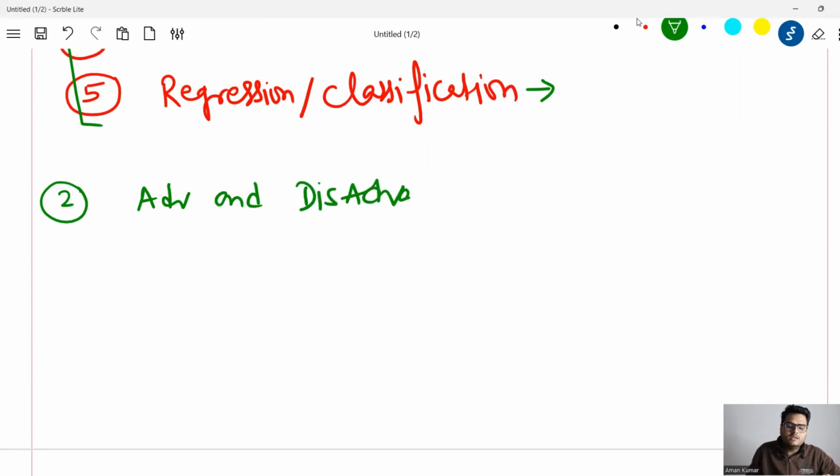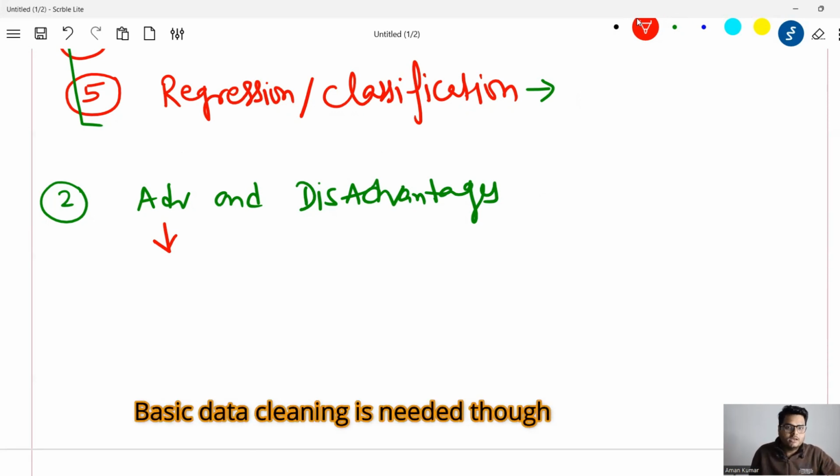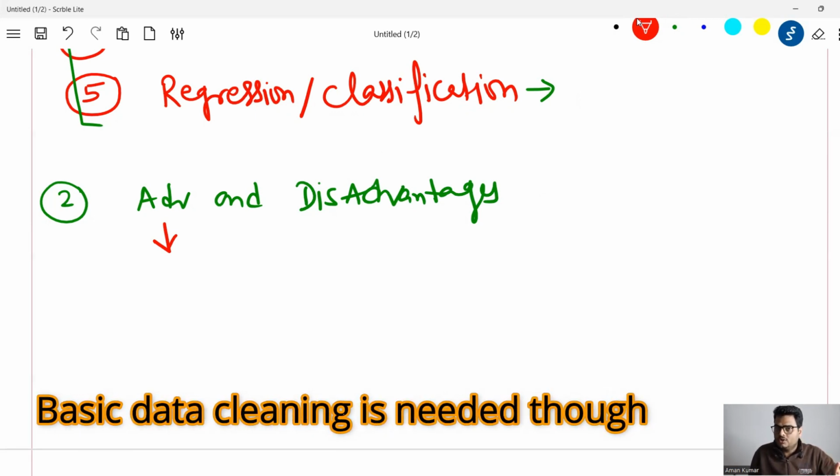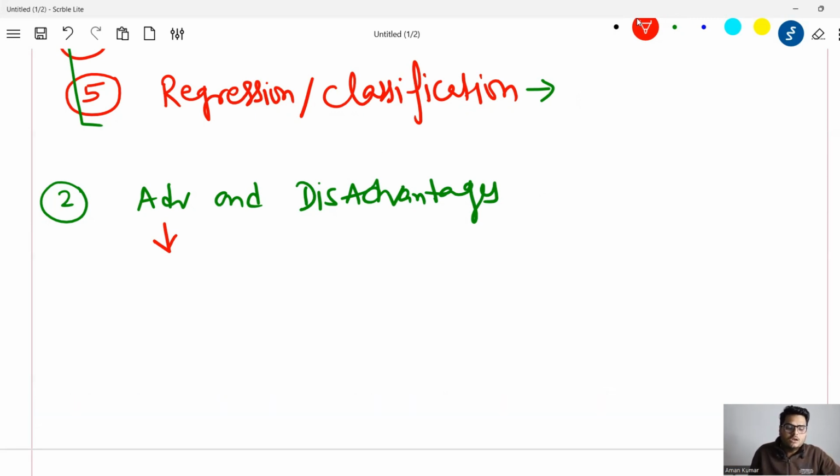So what are the advantages and disadvantages, guys? An advantage of a decision tree is you need not do a lot of data cleaning. You need not do a lot of outlier treatment. You need not do a lot of missing value treatment. It is not a model that will be hugely impacted by outliers. It will be impacted, but not hugely impacted by the outliers. Okay. Hence, not much data cleaning here.